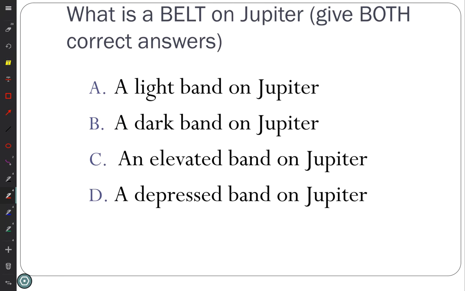Okay, so our first clicker question of the day. What is a belt on Jupiter? And there are two correct answers. I said give both correct answers, but I did not give you the option of answering two answers. So just choose one of the correct answers and we'll see how it lies. Sorry about the missed wording. Actually, it's not the missed wording, it's the missed setup.